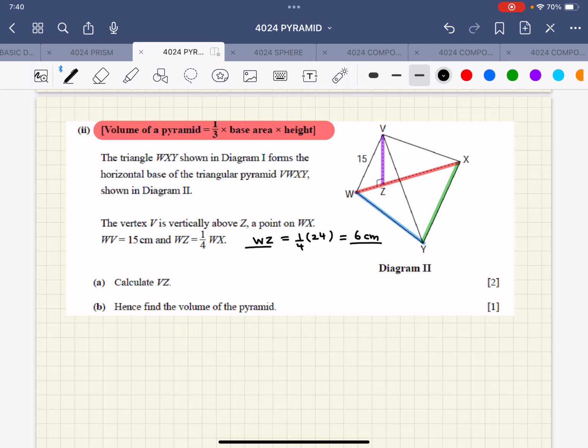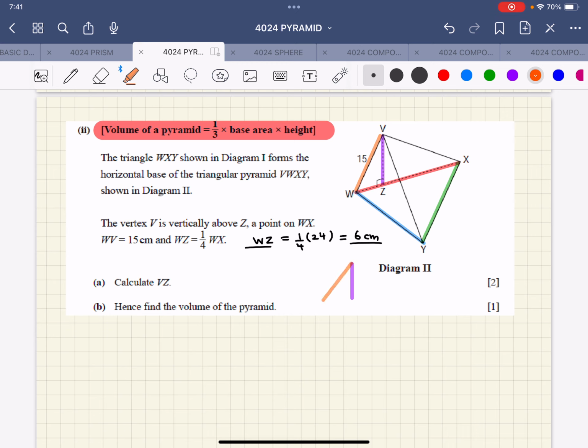Calculate VZ. Now, if I want to calculate VZ, let me just label this thing, hold for a second. So let me choose the color. This is VZ, that is the height. Now the height is not 15, my bad. So height is not 15. Let me draw it like this. This is VZ and VW is 15. So let me label this thing in orange color. So this thing is 15 like this.